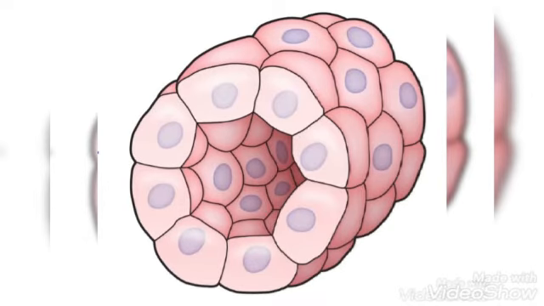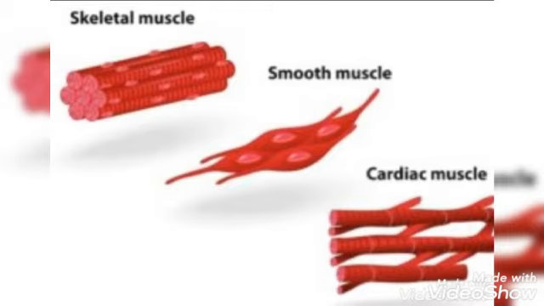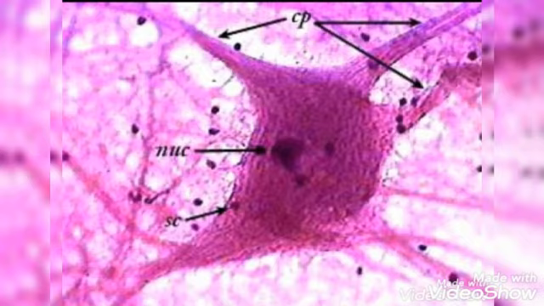Today we will start with the rest of the animal tissues, and these are number 1, the muscle tissues or the muscle fibers, and most importantly the last one, the nervous tissue and the neurons.